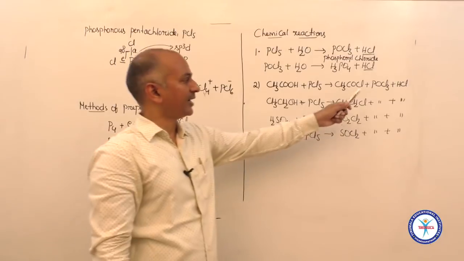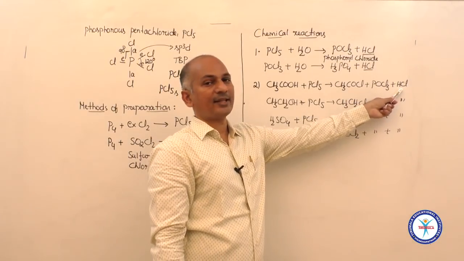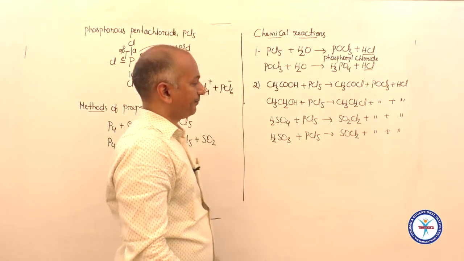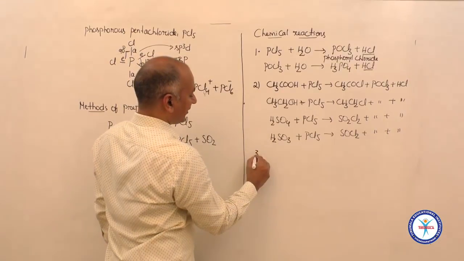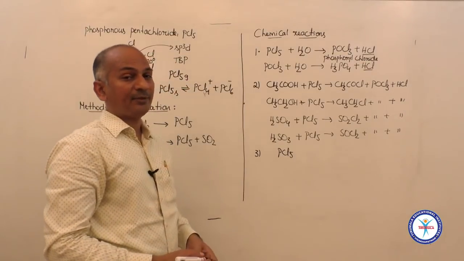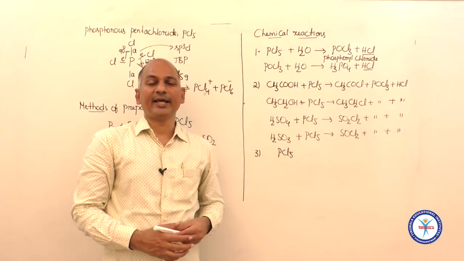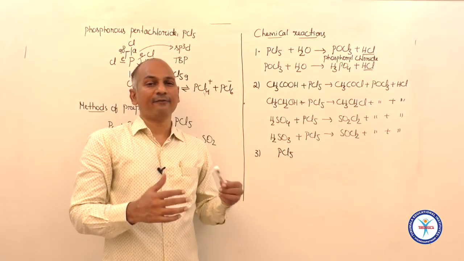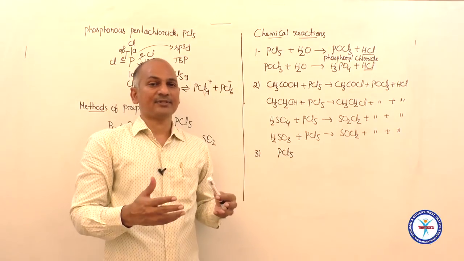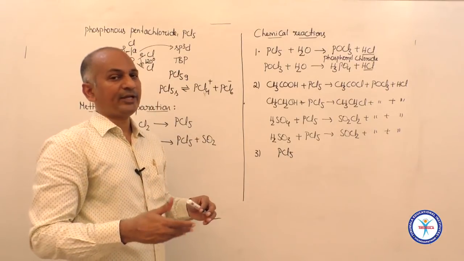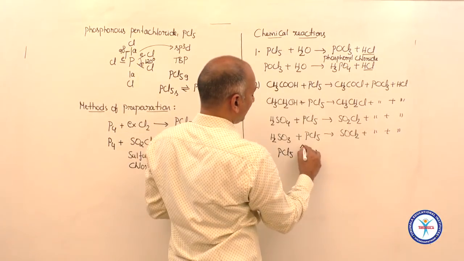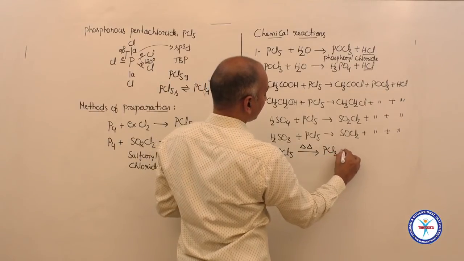Only thing is that the products are different here. POCl3 plus HCl. And in the case of PCl3, we always get H3PO3. Okay, and third reaction. PCl5, when heated, it sublimes. What is sublimation? Conversion of solid directly into gaseous state without the intervening liquid state. So PCl5 when heated, it sublimes. So directly converted into gas. But if you heat it more strongly, then PCl5 decomposes into PCl3 plus Cl2.